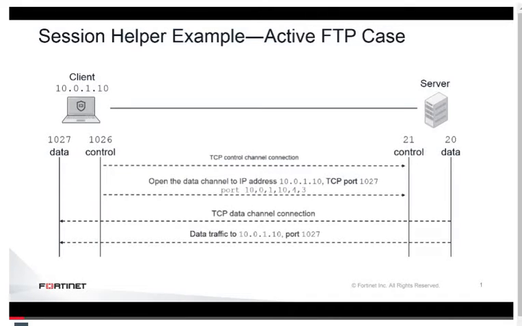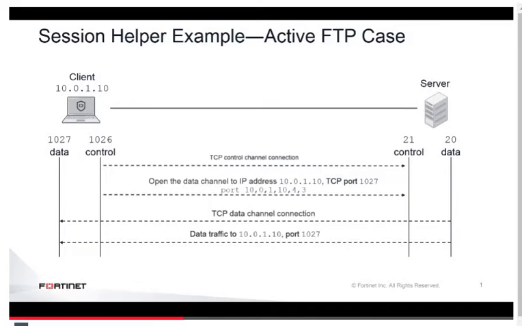To understand what a session helper does, take a look at this example of a network protocol that might have problems when a network device is doing NAT. The example on this slide shows the FTP protocol working in active mode. Any FTP file transfer is composed of 2 TCP sessions, one for the control channel and one for data transfer.